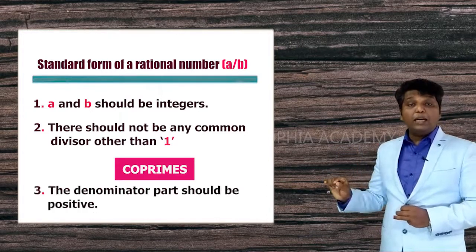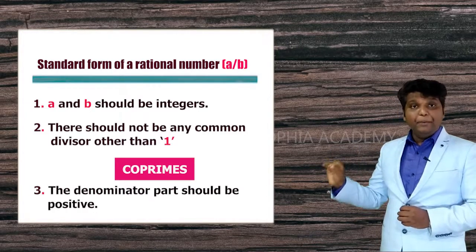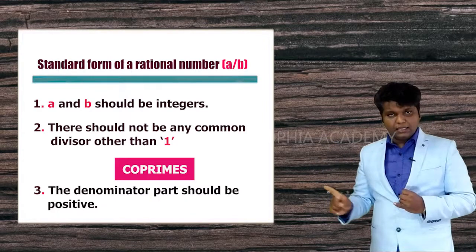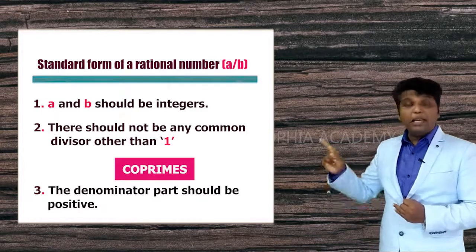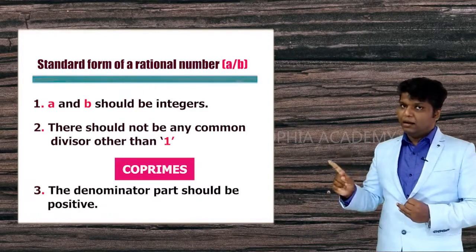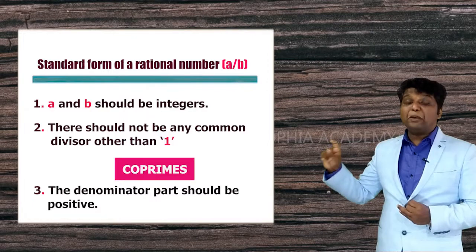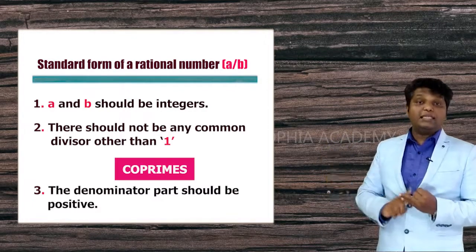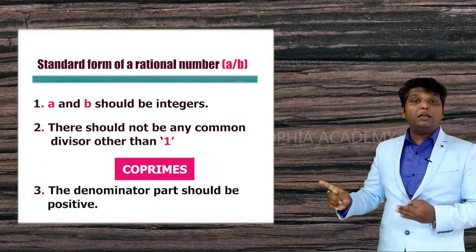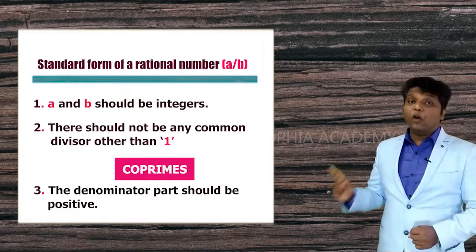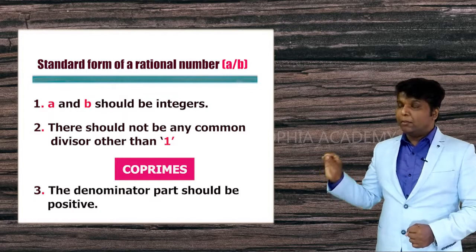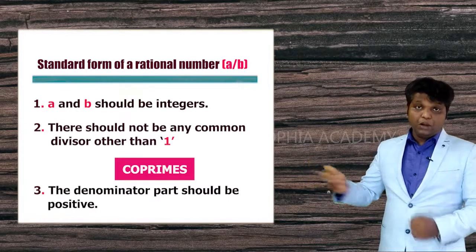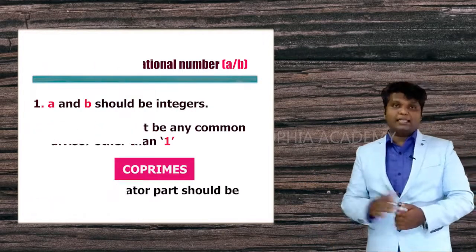Third thing, the denominator part, that means the b, should be positive. So number 1, a and b should be integers. Number 2, there should not be any common divisor other than 1, means you should make the fraction into the simplest form. Third one, the denominator should always be positive. It should not be negative. If you are seeing a negative number in the denominator, you have to make it positive. We are going to deal with that right now in the next exercise.